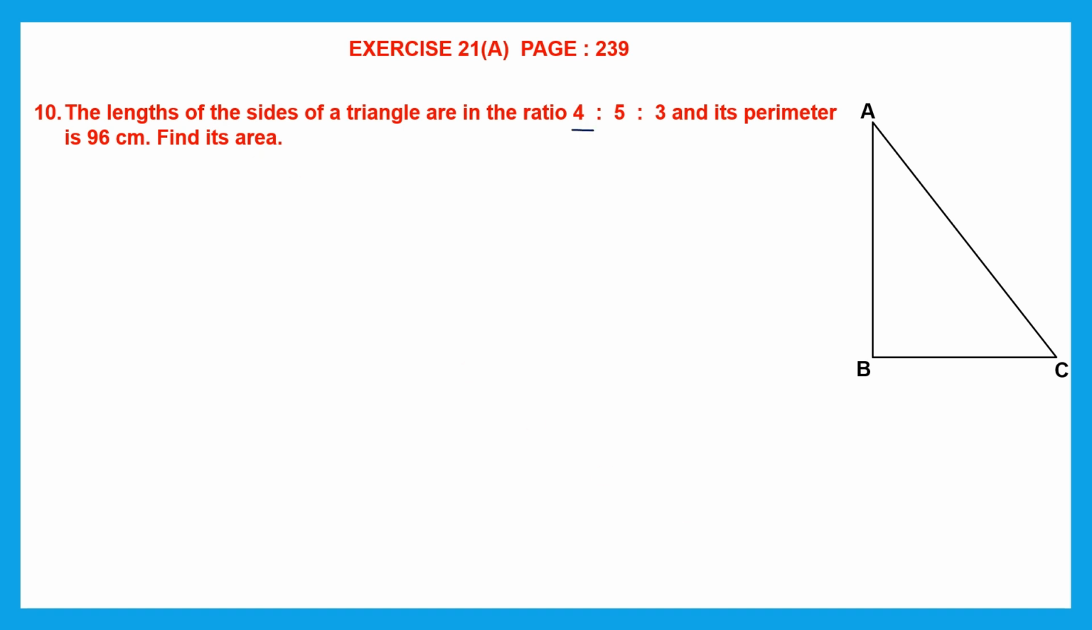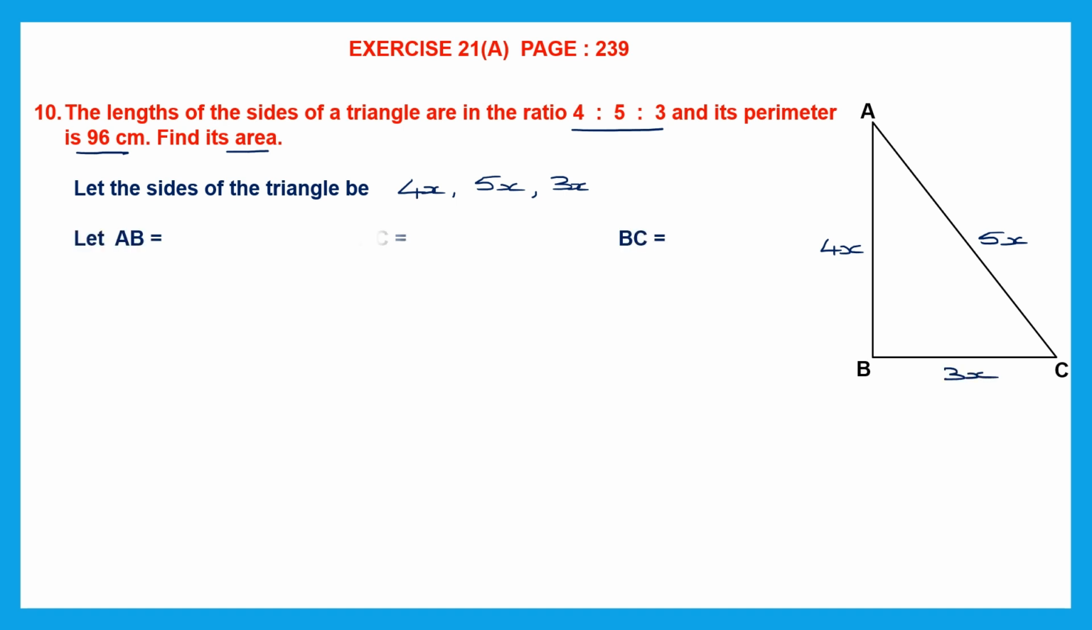So what have we been given? The ratio of the lengths of the sides. We've been given the perimeter. We are asked to find the area. So we have drawn a triangle here, A, B and C. Let's consider the sides of the triangle to be 4x, 5x and 3x, and let's take AB to be 4x, AC to be 5x and BC to be 3x. So let's write that down. AB is 4x, AC is 5x and BC is 3x.